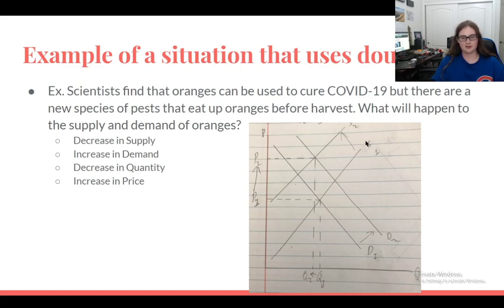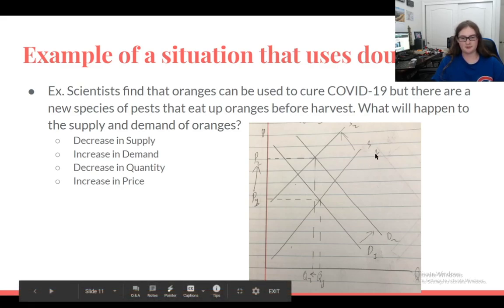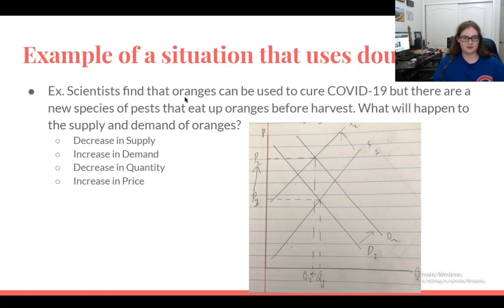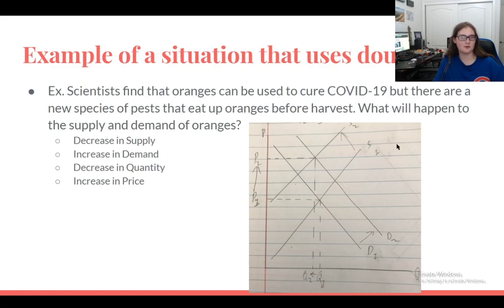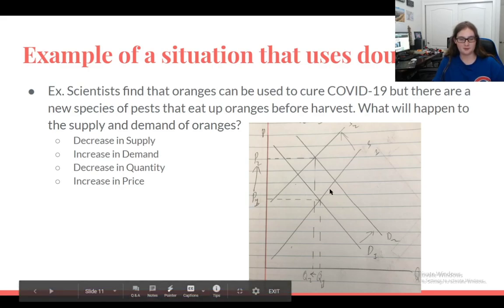So if you draw your supply and demand, that's demand 1, supply 1, you will just have that X. But because oranges are now found to cure COVID-19, that demand is going up by a lot. So there's the demand. But there is a new species of pests that eat up the oranges before harvest, so that supply is going down a bit. So at the same time, demand will increase and supply will decrease. So your first equilibrium will be right here with quantity 1 and price 1.